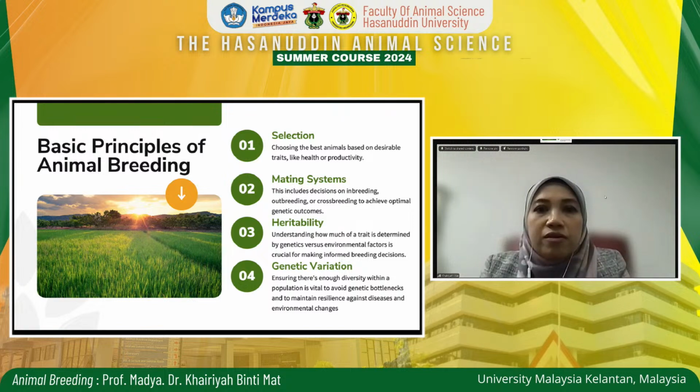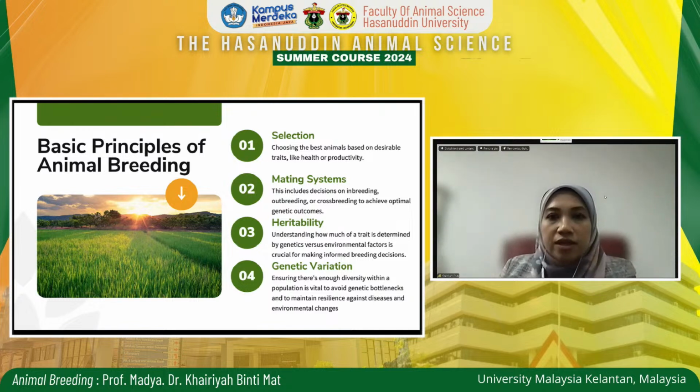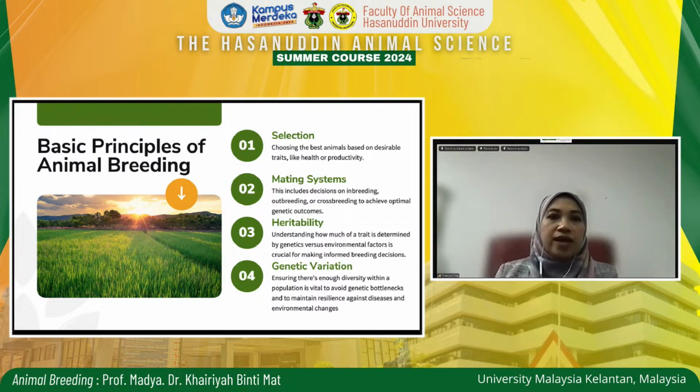But if we have additional information in terms of genetic information, we can combine both, and we can have a better conclusion on the animal before we do the selection, so that it will improve the accuracy of the selection. So we need to choose the best animal based on the desirable traits like health and productivity. It depends on what trait we want to produce. Not only that, we also need to combine with the genetic information to increase the accuracy. So the more information we have during the selection, the better selection we can do. All right, so that is the first principle.